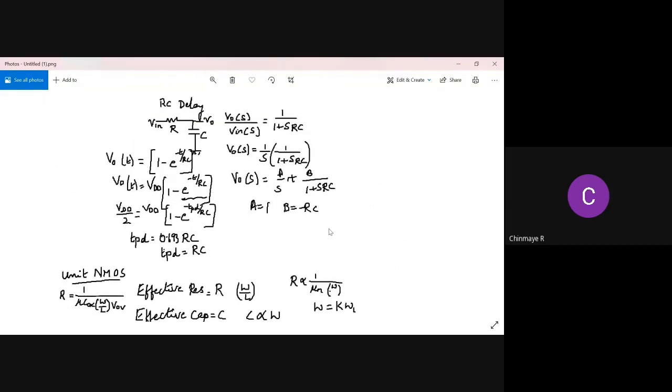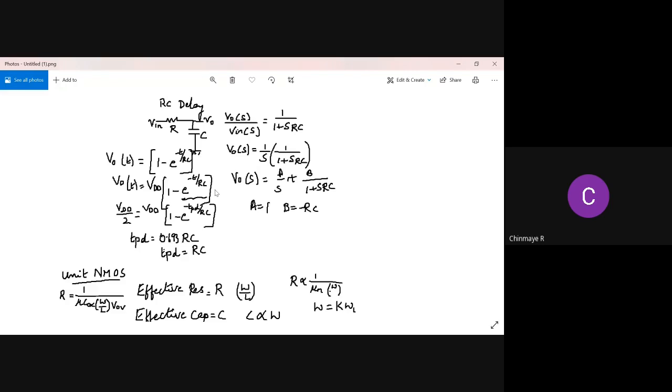Okay, so we did this in the last class. So what did we do? We calculated the RC delay for a very simple RC network that's only with one resistance and one capacitance. And then we found out the V out of T, that is the transient response, is equal to VDD into 1 minus e power minus T by RC.